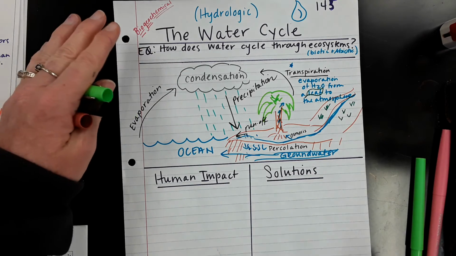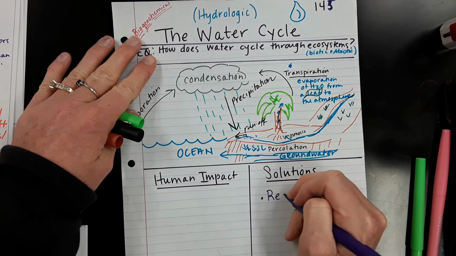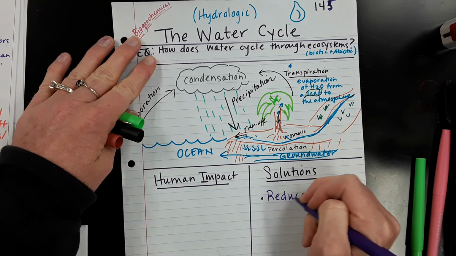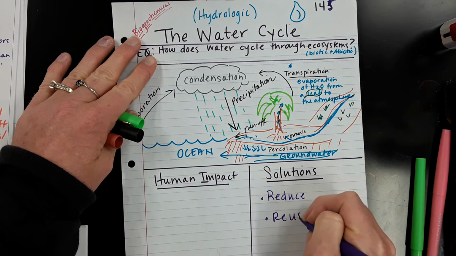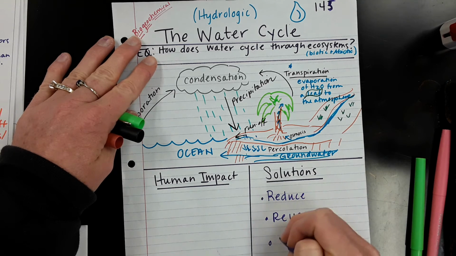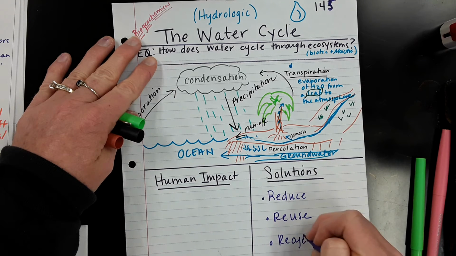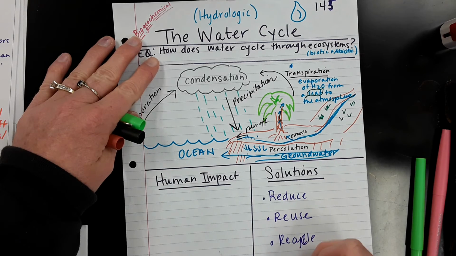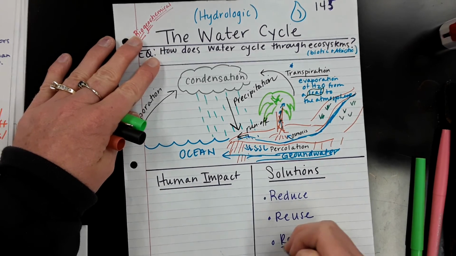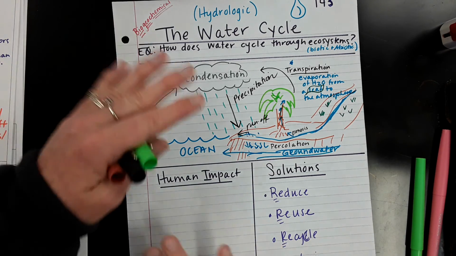And most of those solutions are going to be focused around doing things like reducing the amount of water that we're using, reusing water, recycling water, or recycling in general just for less manufacturing, and then reclaiming water. So always, when in doubt, go with those 4 R's. So reduce, reclaim, recycle, and reuse.